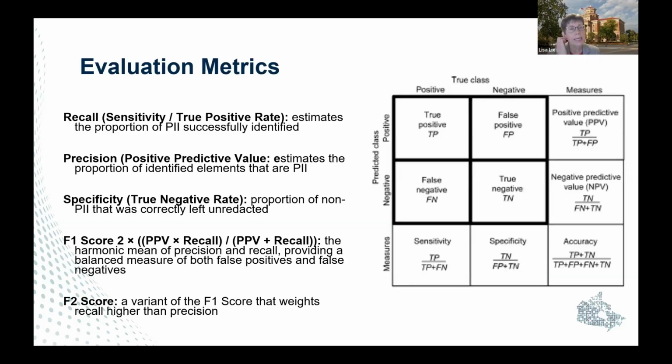We've also got the F1 score, which is a balance between the precision and recall, and also the F2 score, which is a variant of the F1 score that gives a higher weight to recall than to precision.